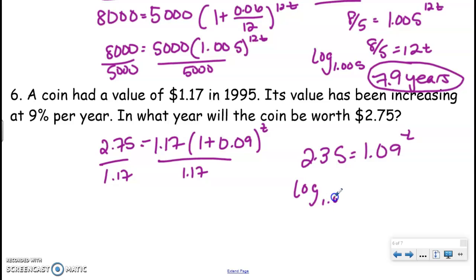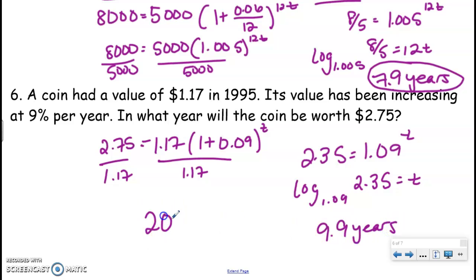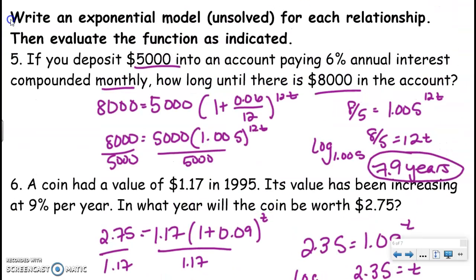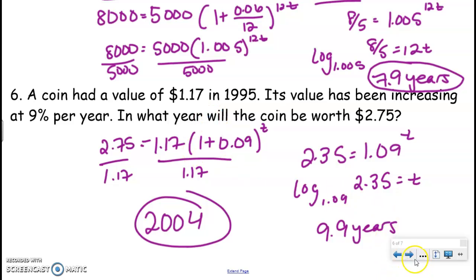Rewrite it as a logarithm, and type that in your calculator. So we're going to go math, log base 1.09 of 2.35 gives us 9.9 years. So that would be 2004 for a final answer. 2004, 2005. It happens towards the end of 2004.